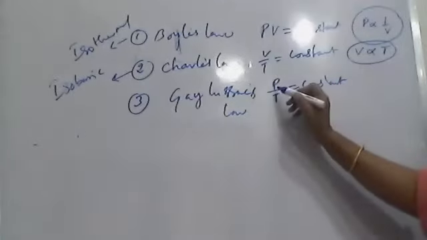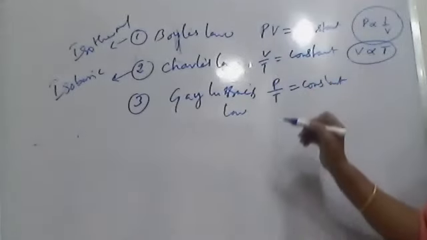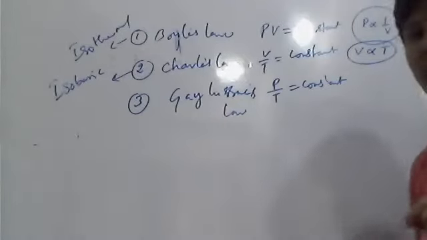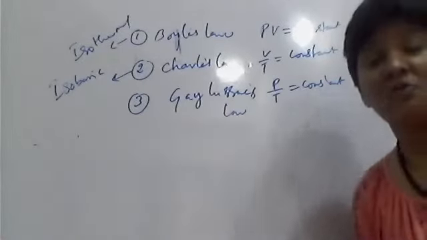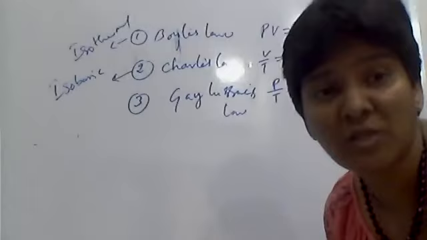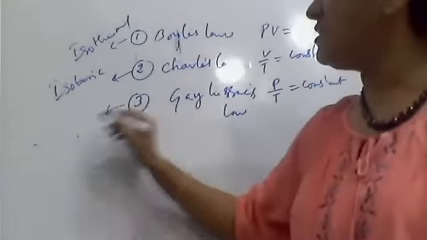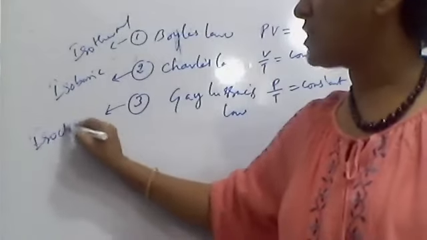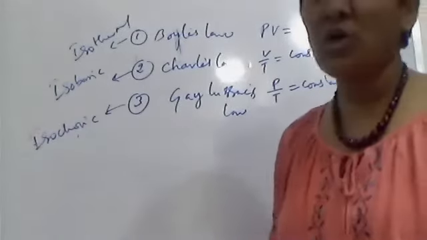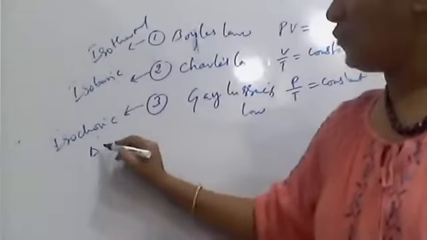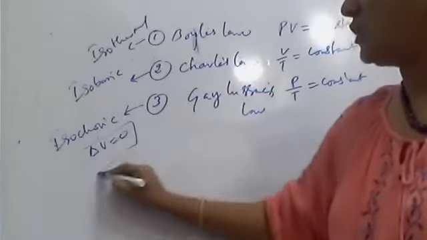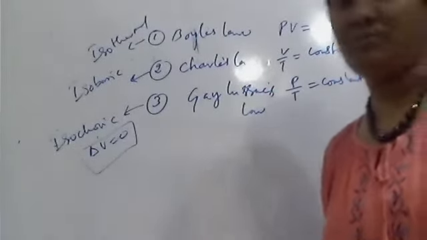And in Gay-Lussac's law, pressure and temperature are measured. It means volume and mass are kept constant. When volume is kept constant, the process is called an isochoric process, where volume change is 0 at constant volume.